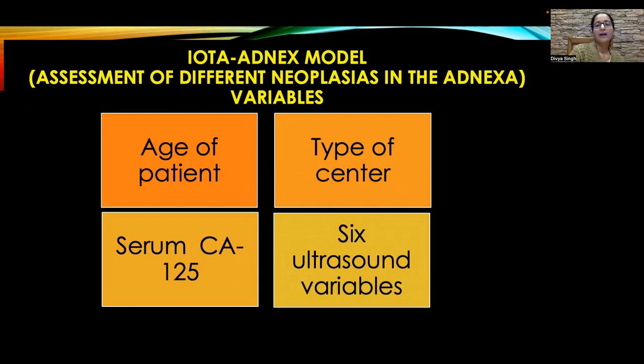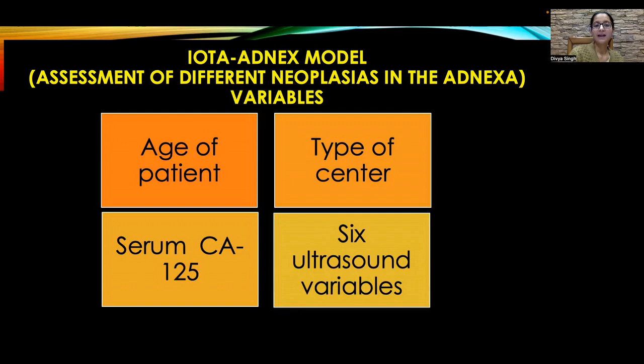Now, if Iota simple descriptors and simple rules do not apply, what can be done next is use the ADNEX model. As I said earlier, ADNEX is available on the web browser. It can be used as an app on your smartphones and is also incorporated in some ultrasound machines. ADNEX stands for Assessment of Different Neoplasias in the Adnexa, and it uses the following variables: the age of the patient, type of center where the patient is being evaluated, that is whether it's a gynecological clinic or an oncology setup, serum CA-125 levels, if they are available. Even if they are not available, the ADNEX can still calculate the risk of benign versus malignancy without serum CA-125 being entered, and it uses 6 ultrasound variables.